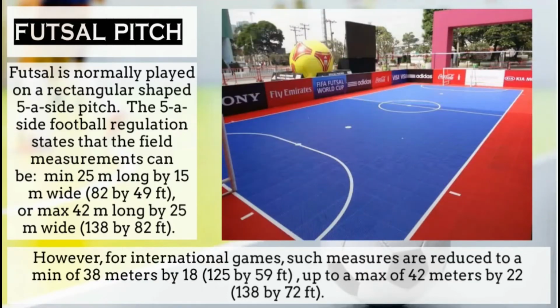However, for international games, such measures are reduced to a minimum of 38 meters by 18, or 125 by 59 feet, up to a maximum of 42 meters by 22, or 138 by 72 feet.